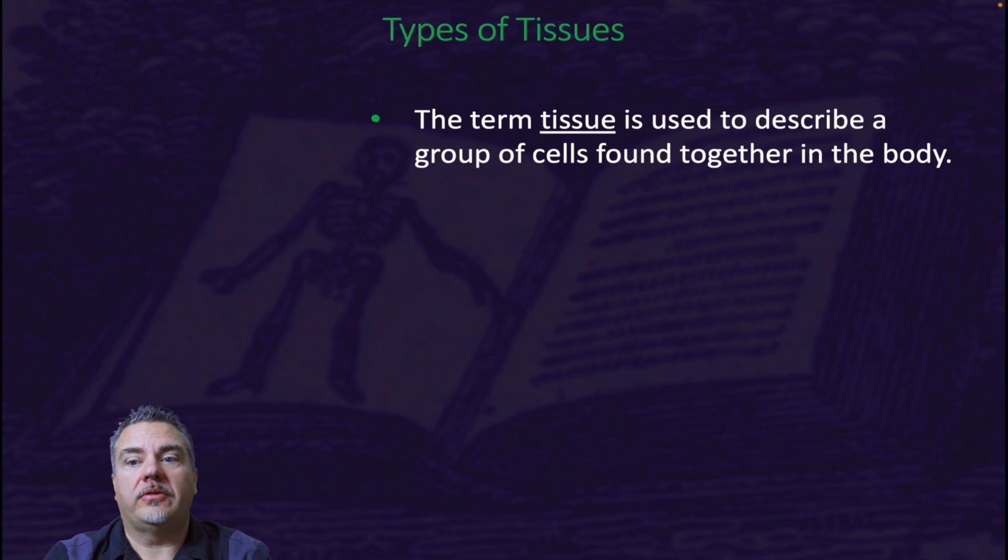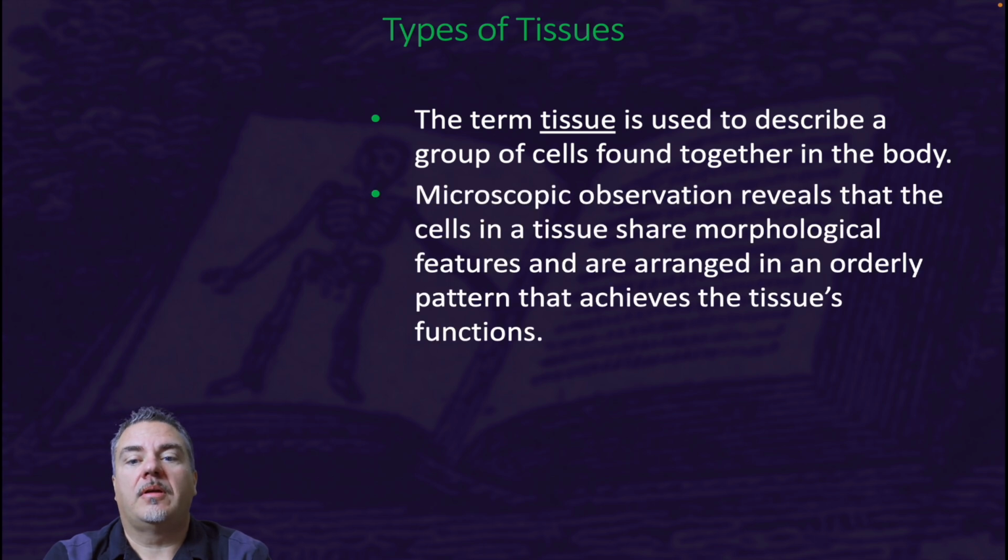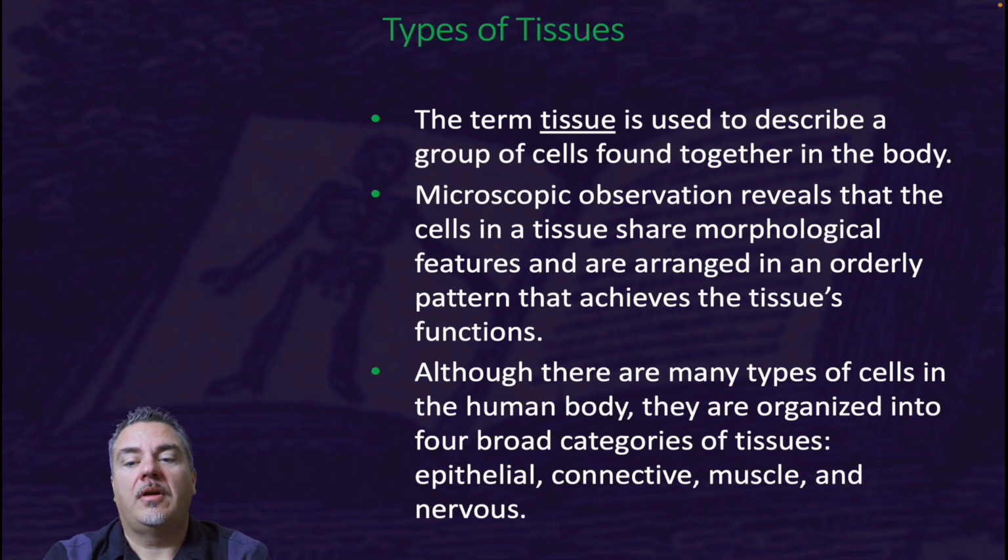The term tissue is used to describe a group of cells found together in the body. Microscopic observation reveals that the cells in a tissue share morphological features and are arranged in an orderly pattern that achieves the tissue's function. Although there are many types of cells in the human body, they are organized into 4 broad categories of tissue: epithelial, connective, muscle, and nervous.